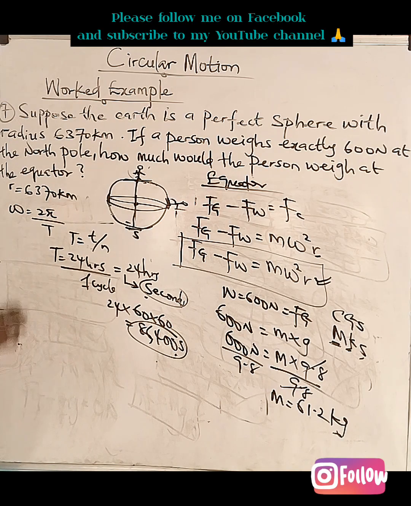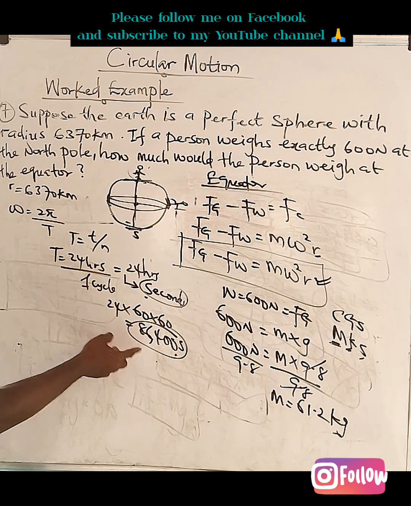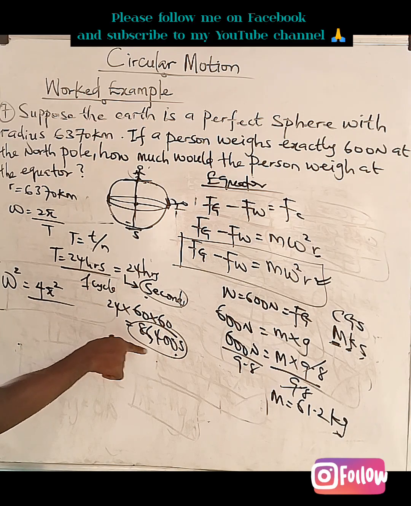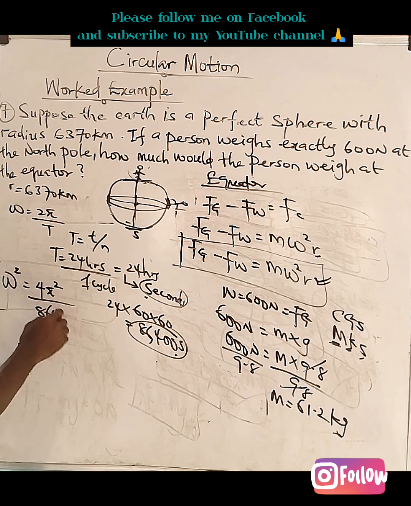So everything is set out. We have a period already. Since you have a period, it means you have an angular speed. You can easily get that. So our angular velocity squared will be equal to 2 pi squared, that's 4 pi squared, over the period, which is 86,400 squared also. So this is what we have right here.